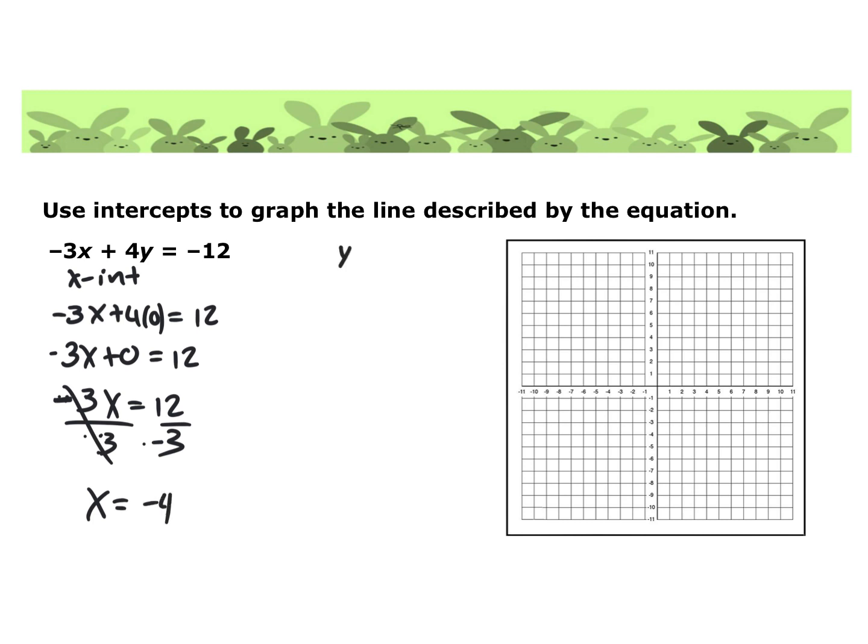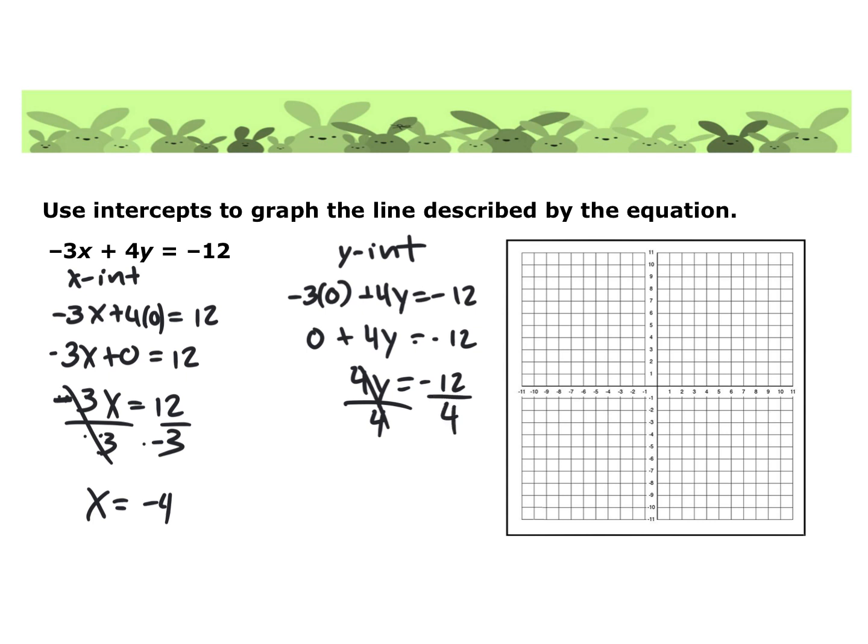We do the same thing for the y-intercept, but in this case, we put the x to 0. So negative 3 times 0 plus 4y equals negative 12. 0 plus 4y equals negative 12. 4y equals negative 12. Divide by 4, divide by 4. And we get that y is equal to negative 3. So our points are negative 4 comma 0 and 0 comma negative 3. So it's going to be right here and right here. We draw that line, and that should be good for a graph.